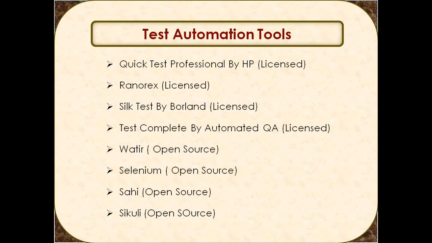These are the popular tools available in the market. QTP and the above ones, the four, are licensed versions. You need to pay for them: QTP, Rational Robot, Silk Test, and TestComplete. Not only these four, there are so many tools, but these are the popular ones available in the market. But Selenium, Sahi, and Sikuli are all open source tools. You need not pay anything for these tools. You can download them from the net, install them, and use them for your automation.